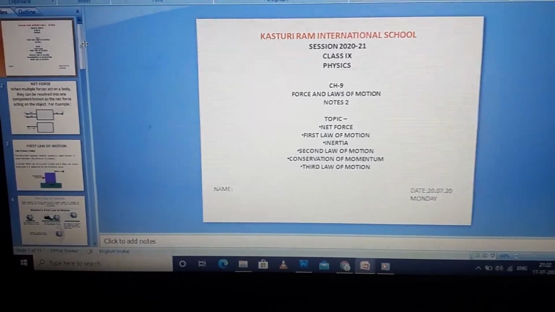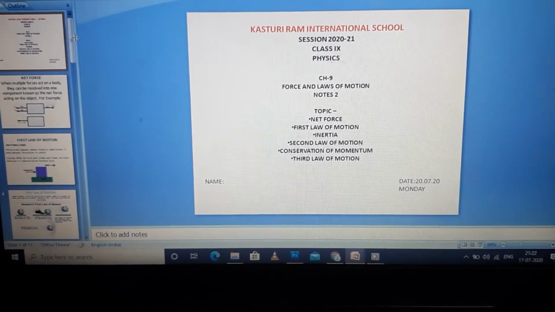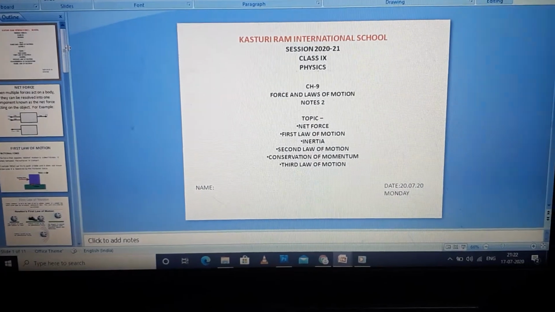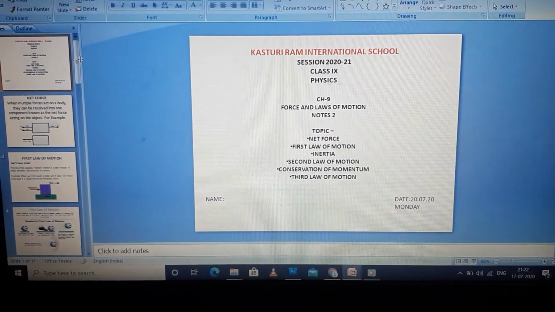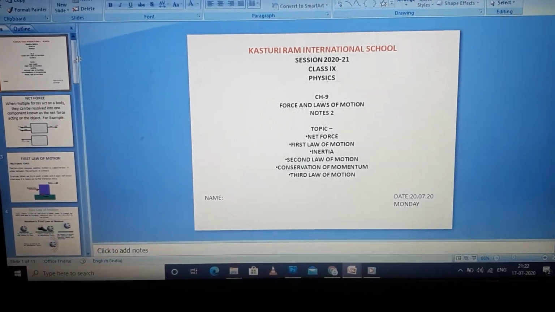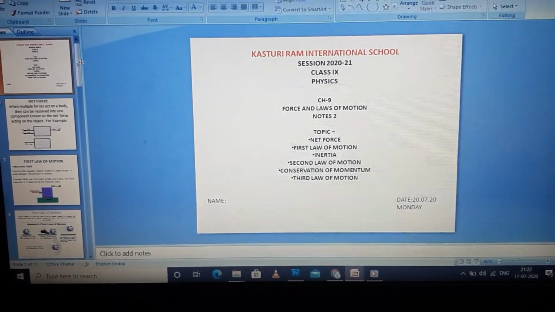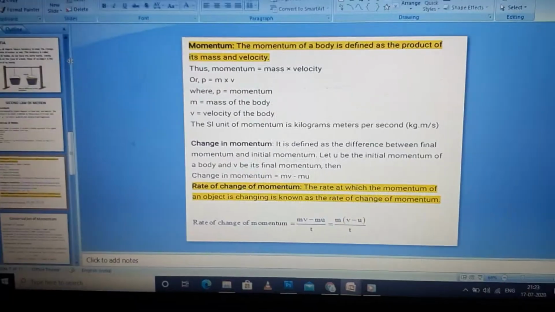Good morning, Kasturians. Today we are going to study the final topic of our chapter, Force and Laws of Motion, and that is momentum and conservation of momentum and third law of motion.